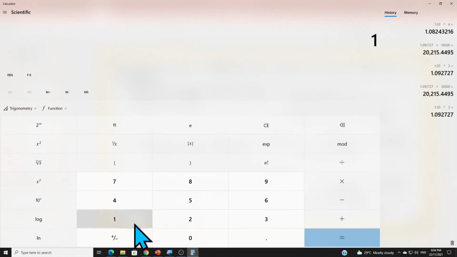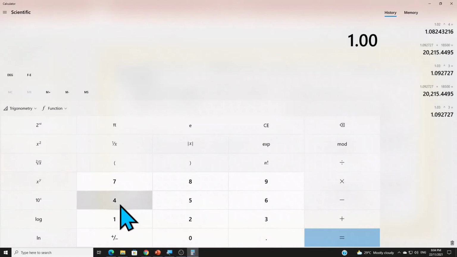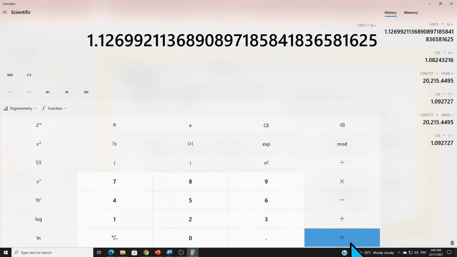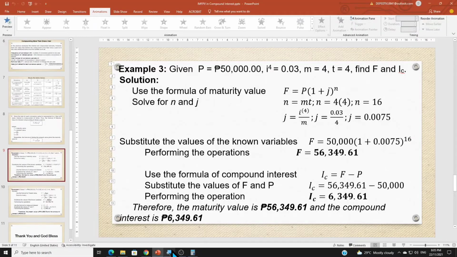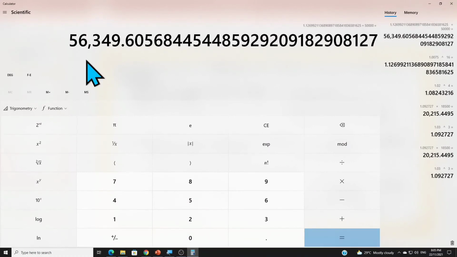So 1.0075. Then use the function x raised to y. So the value of y is 16. So we have here 1.126 and so on. Then you're going to multiply it to the present value, which is 50,000. So we get 56,349.61.